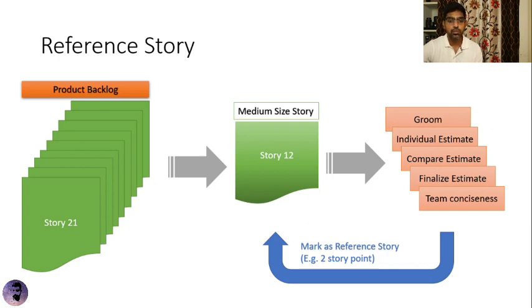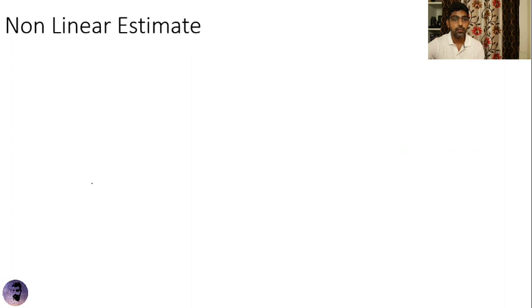So this is going to really help them in future estimation, because the reference story is going to serve when we are doing a relative estimate, right? So this is one key important concept that we need to understand when we are doing estimation in Agile relative estimates. Then is the non-linear estimate. Most of the projects follow this non-linear estimation technique.